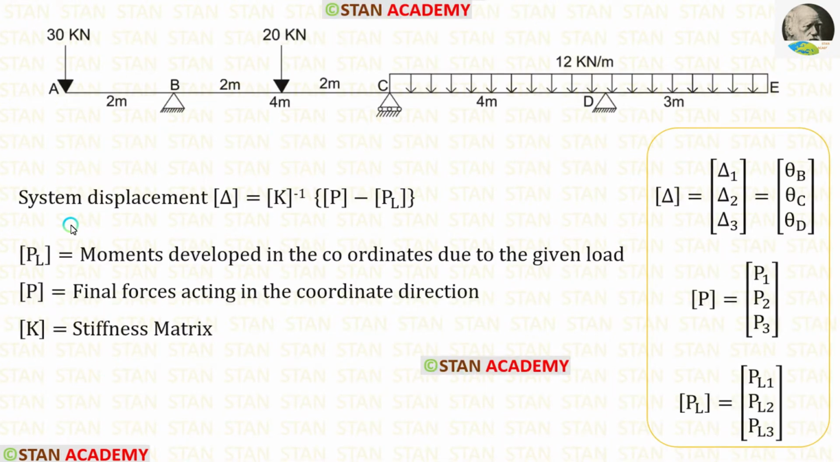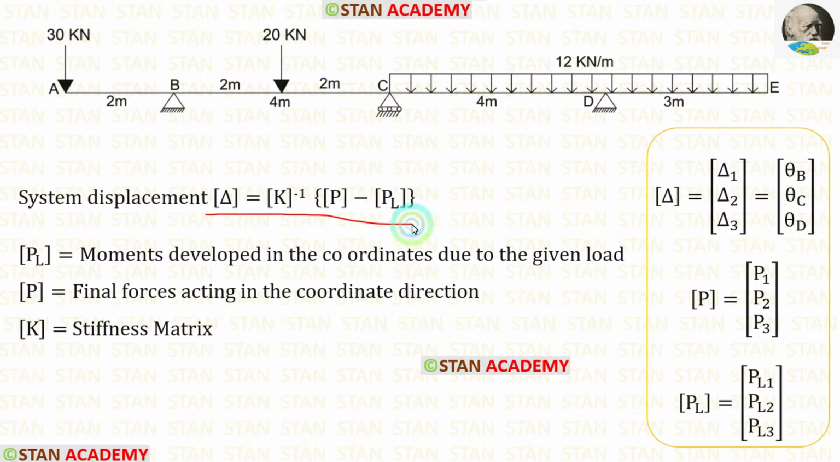Now let us see the formula to calculate the slope values. System displacement delta matrix is equal to K matrix inverse into P matrix minus PL matrix. Inside the delta matrix, P matrix and PL matrix, we will have 3 values because in this analysis there are 3 coordinates. Inside the delta matrix, we will have the slope values theta B, theta C and theta D.